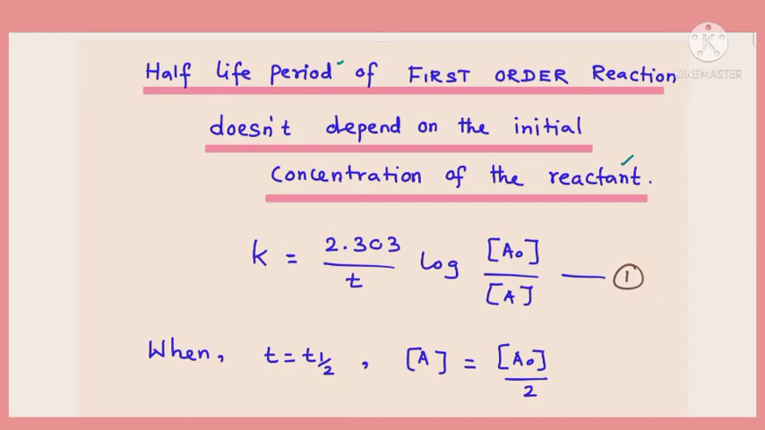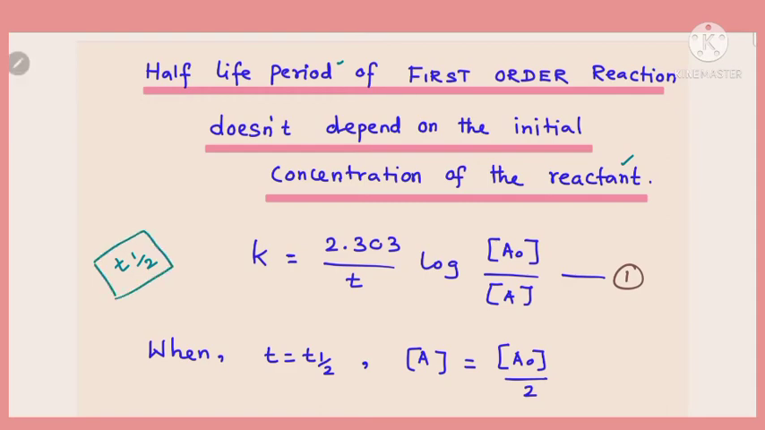Half-life period is nothing but the time required to reduce one half of the initial concentration of reactant. You have taken a certain quantity of reactant. The time it takes to become half of it is what we call the half-life period. It is given by the symbol t half.